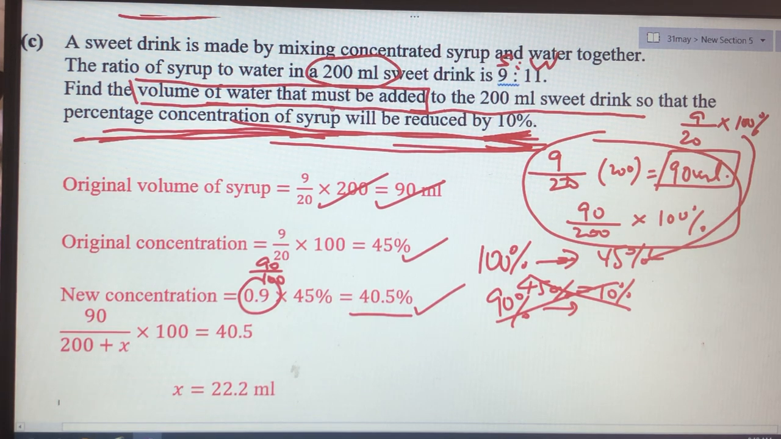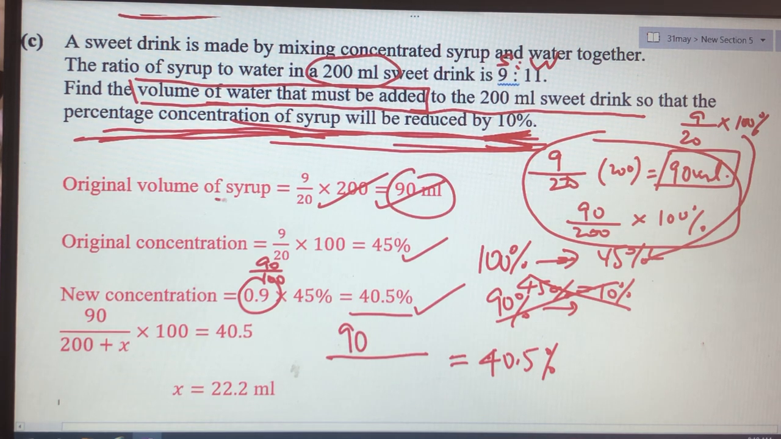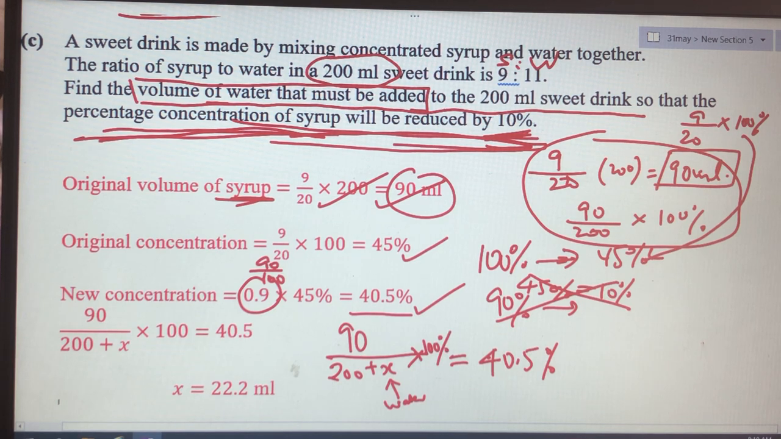Now think about the other mistake that many of you made. What is added to the sweet drink is water only. Water only. That means the volume of the syrup remains unchanged. What is added is water. So this X, we let it be water. You add in water, the syrup remains unchanged, but the total is changed. Of course, the total includes the syrup plus the water. Then you add in some more water, you times 100%, and the concentration of the syrup should be this. So in the percentage, you can find the volume of water added. So this is how you should do this question.